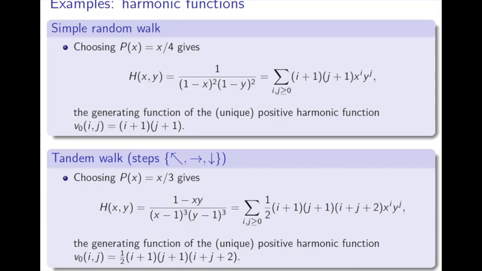For the tandem walk, which is a walk with steps north, west, east and south, choosing again P of degree 1 gives that H(x,y) is equal to (1 minus xy) over (x minus 1) to the power 3 times (y minus 1) to the power 3, which is again the generating function of the unique positive harmonic function v0 for the tandem walk.